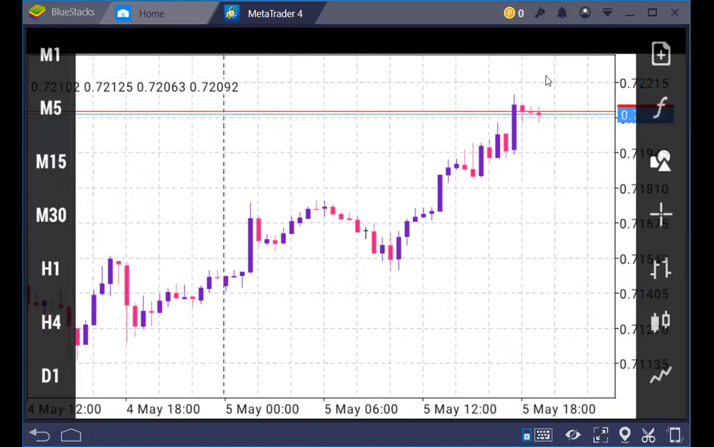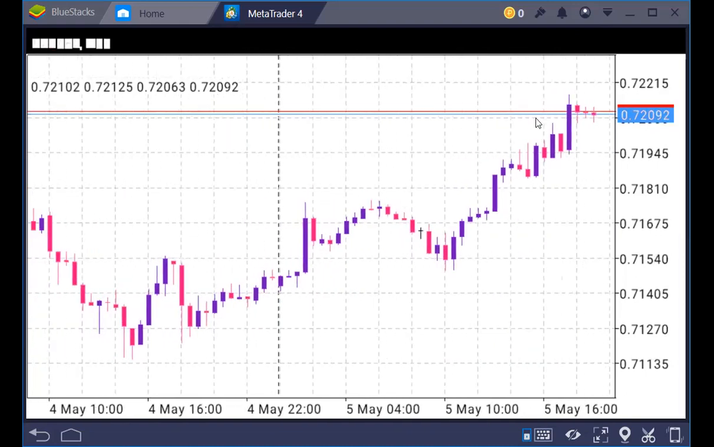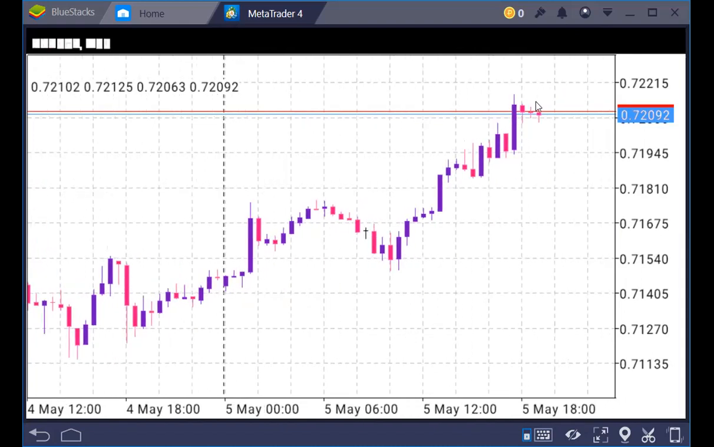So resistance is a level where price reaches, and the price begins to react at that level. Price is unable to break through that level to move higher, but it begins to react and respect that level and begins to sell downwards.